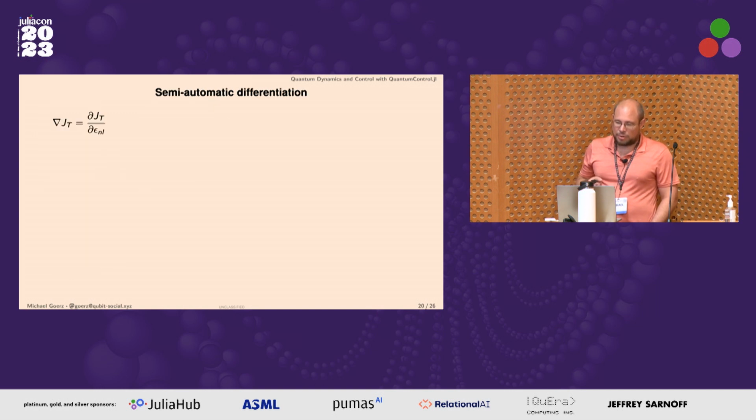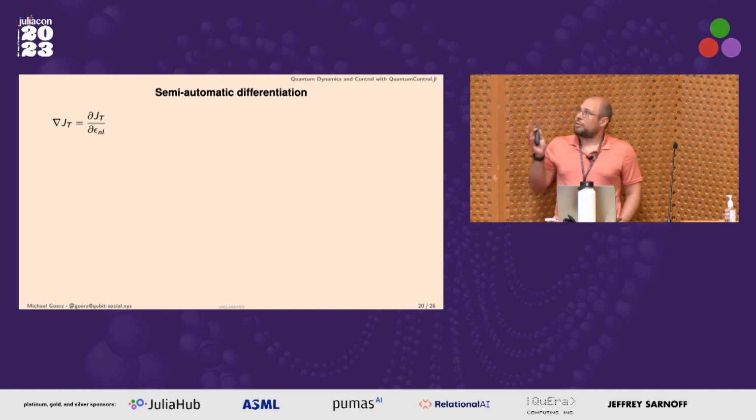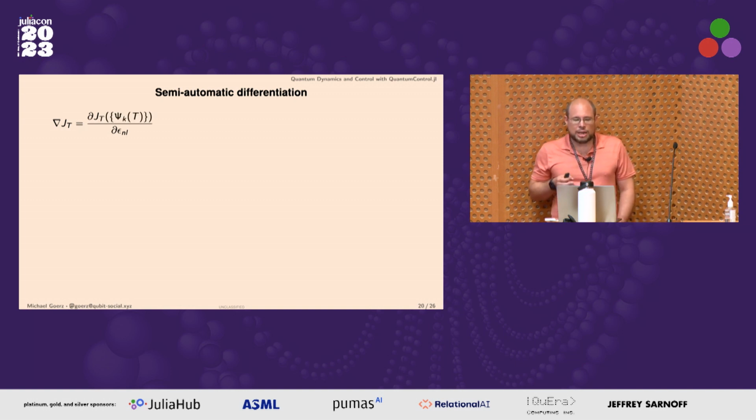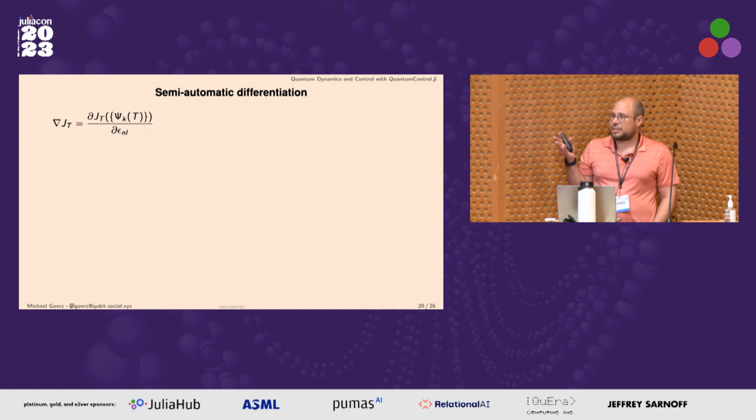So instead, what we came up with is this idea of semi-automatic differentiation. So let's just very briefly go over what that means. So this is the gradient that we want to calculate, right? So the derivative with respect to the control values. And now we're just going to formally write the functional as depending on the propagated states. So that would be the 2-qubit basis states in our case. And then we can just do a chain rule.